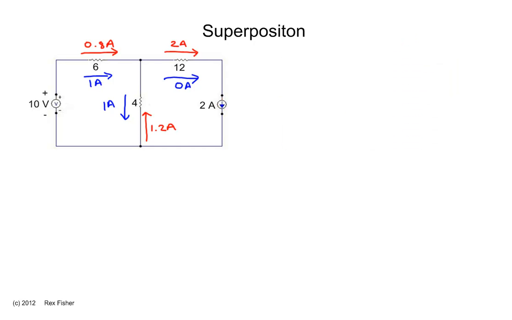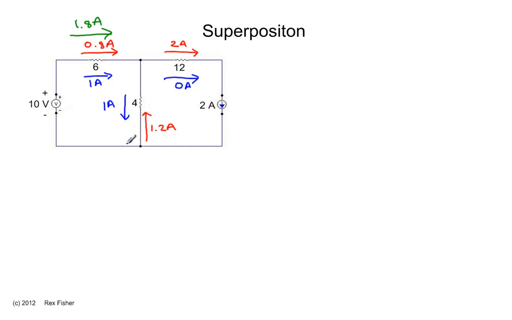If we recombine the blue currents with the red currents, the red currents are from the 2 amp circuit, the blue currents are from the 10 volt circuit. Superposition says that we can add all of those together and get the real currents. So 1 amp plus 0.8 amps, both flowing in the same direction, is a total of 1.8 amps.